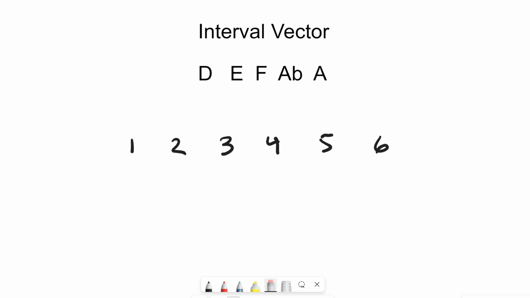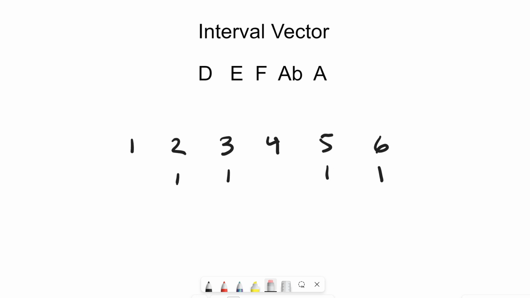Now remember, an interval class is the smallest expression of an interval, the smallest space within which you can fit 2 nodes. Okay, so we will start by comparing all of the nodes to D, the first node in our collection here. So D to E is a whole step. So that's a 2, that's interval class 2. D to F is a minor third, or interval class 3. D to A flat is a tritone, diminished fifth, or interval class 6. And finally, D to A, that's interval class 5.